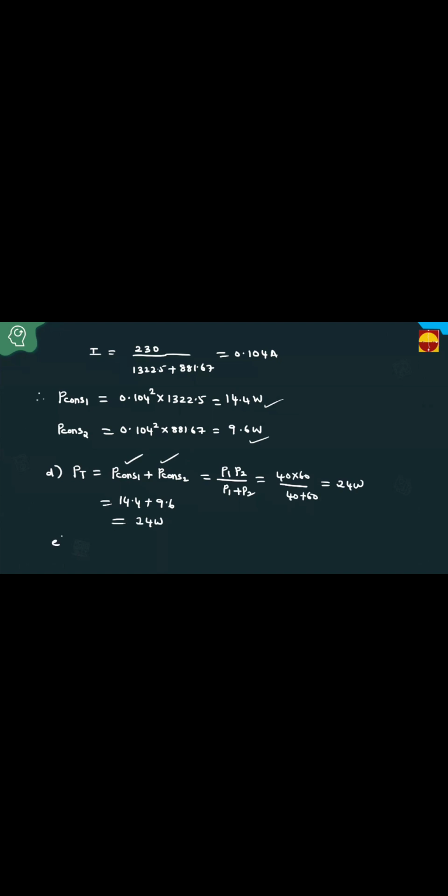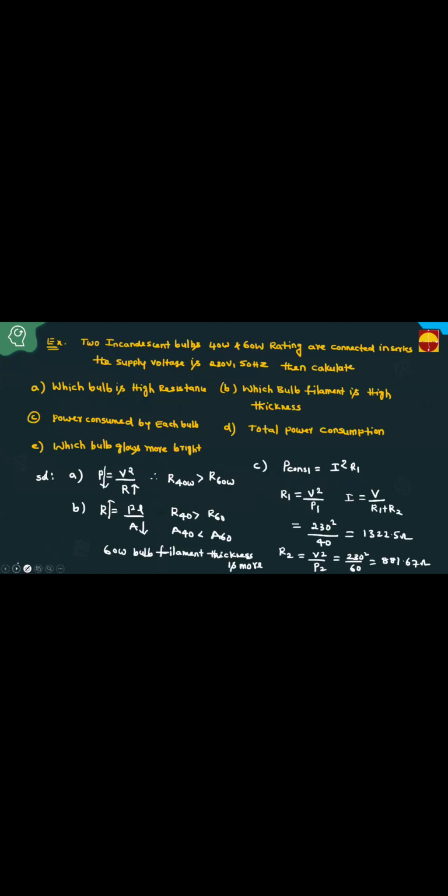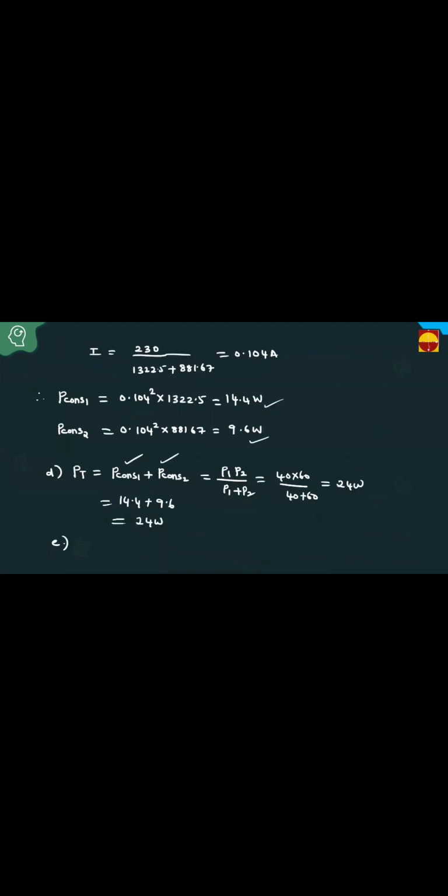Then which bulb glows brighter? Can anybody say? The C question is over, the D question is also over. Which bulb glows brighter? It is a series connection now. In series connection, the bulb which has the lower rating, that is the 40 watt bulb, glows brighter. The 40 watt bulb glows more bright.